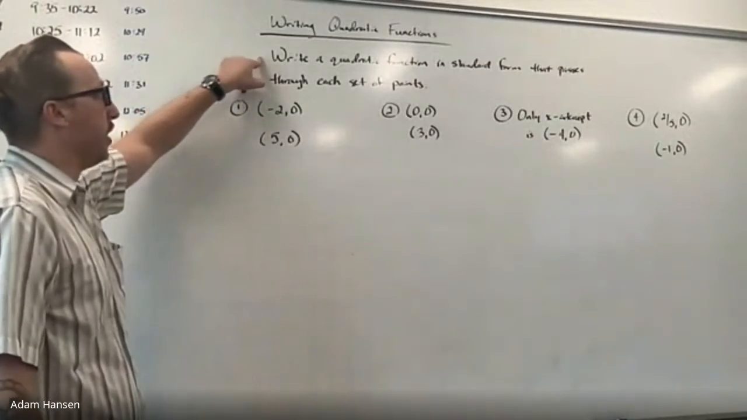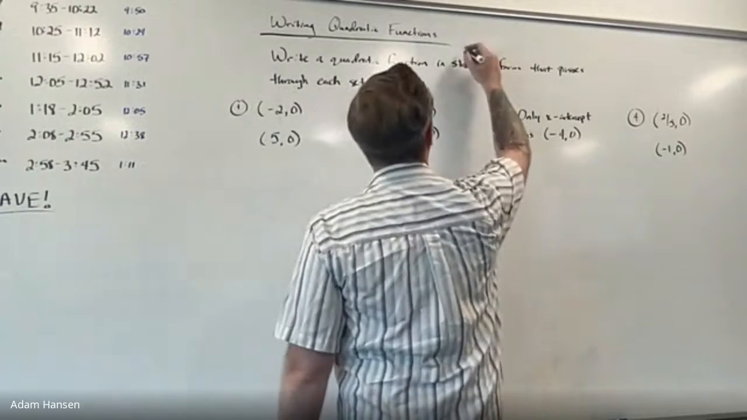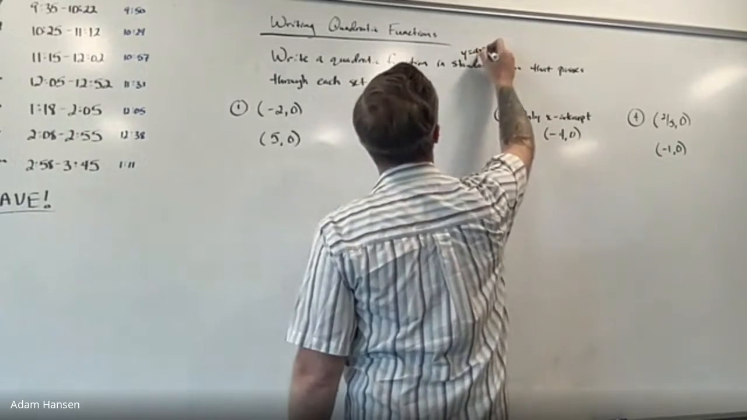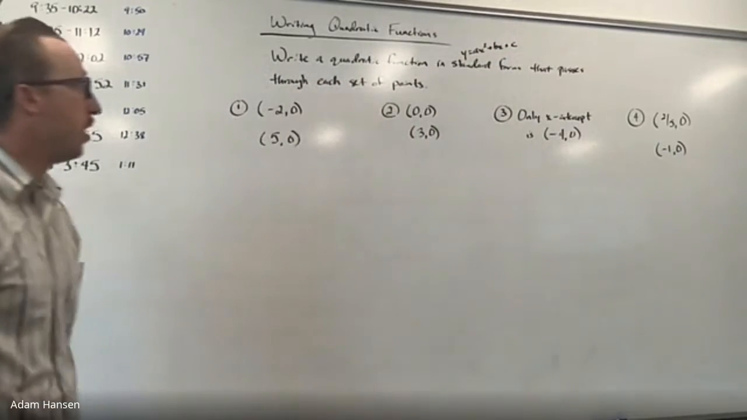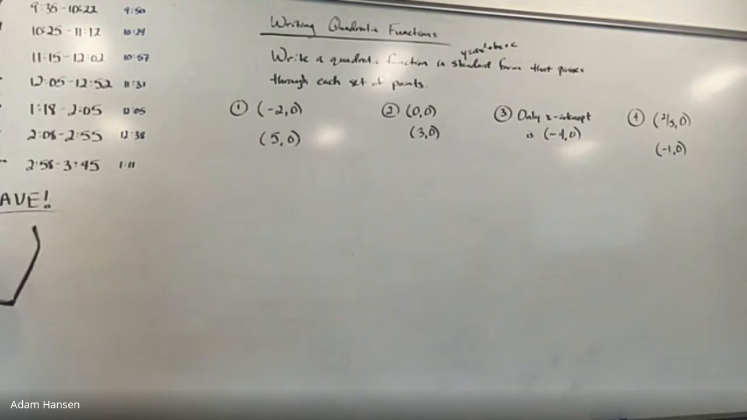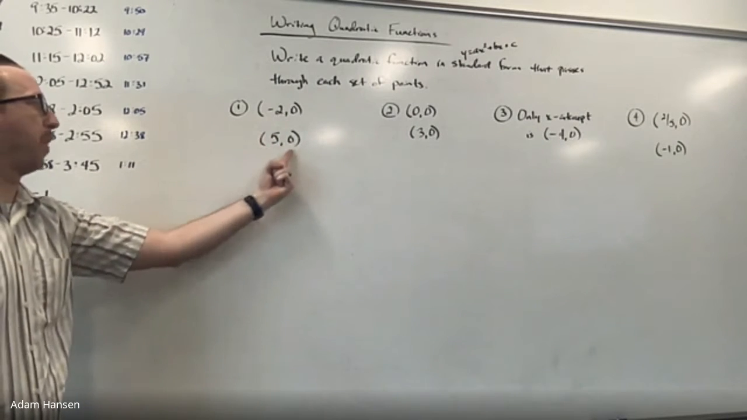Write a quadratic function in standard form that passes through each set of points. Standard form is y equals ax squared plus bx plus c. Write the equation in standard form that passes through each set of points. So on the first one, (-2, 0) and (5, 0).